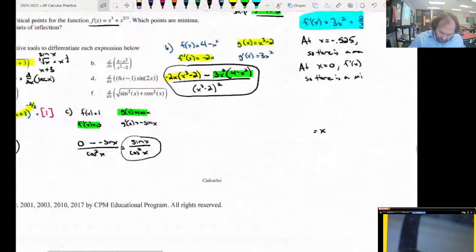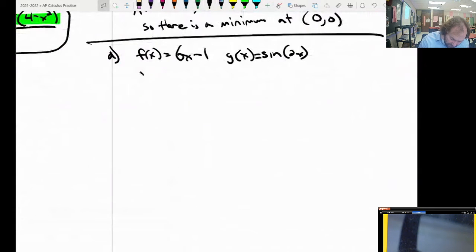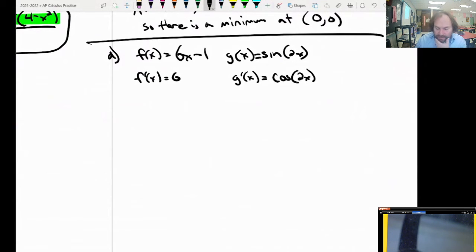I'm going to start working off to the side on these ones because there's a lot of work to do for a lot of these. Question D is a product rule problem. Your first function is 6x minus 1. Your second function is the sine of 2x, which is going to require the chain rule. f prime of x is just simply 6. g prime of x is a chain rule problem. It's not a very difficult chain rule problem, though. The derivative of sine is cosine of the original inside, and then now you have to multiply by the derivative of the inside, which is 2.